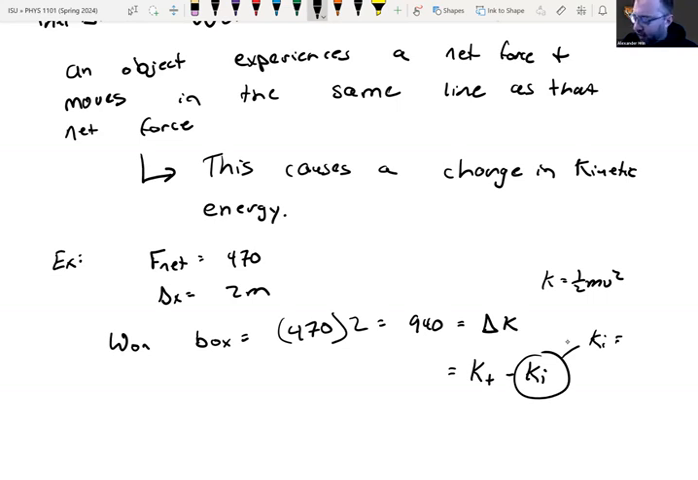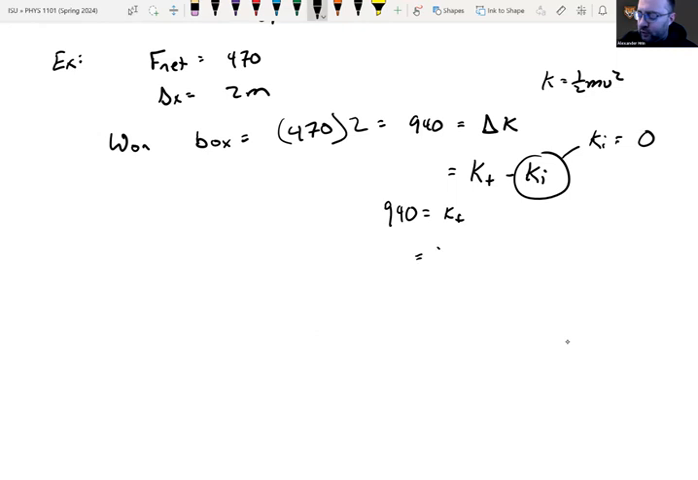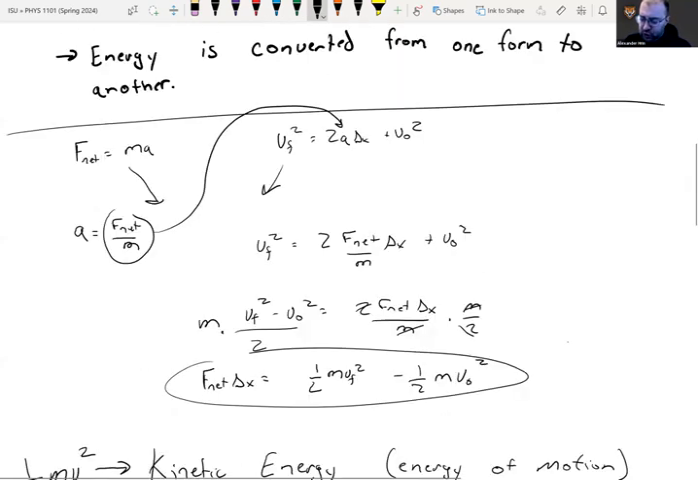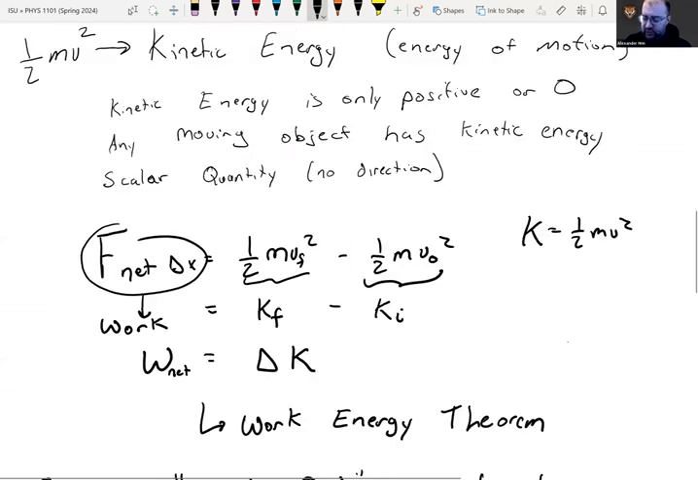So you have K initial would be 0. And so K final would then just be your final kinetic energy. And from there, you can convert that to 1/2 mv squared, and from there you can get V final. So V is going to be equal to the square root of 2 times 940 over 30. If you do that correctly, you should get exactly the same thing, which I think was 7.92. Yeah, 7.92 meters per second.